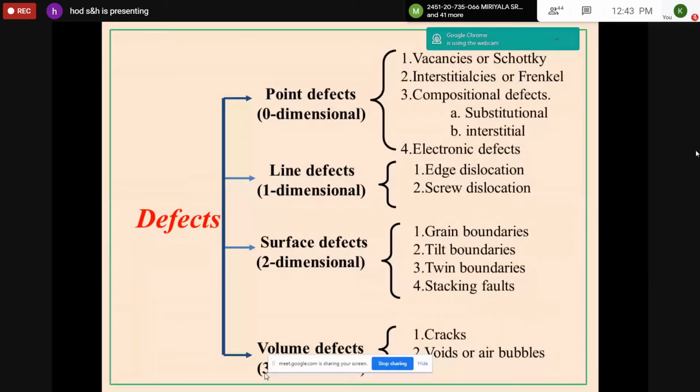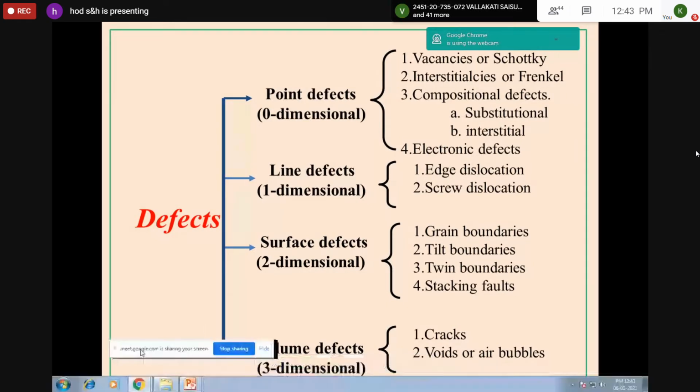So, as I said, the crystal imperfections or defects are classified into four categories. Point defects, zero-dimensional; line defects, one-dimensional; third one, surface defects, two-dimensional; and the volume defects, three-dimensional. Again, point defects have a sub-classification also.